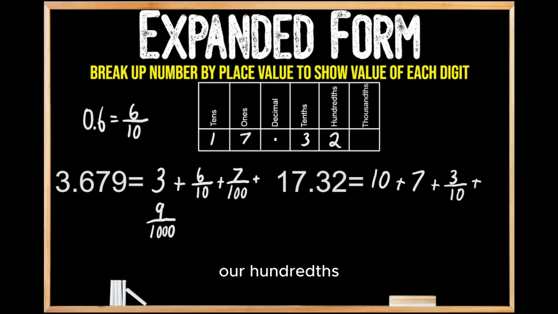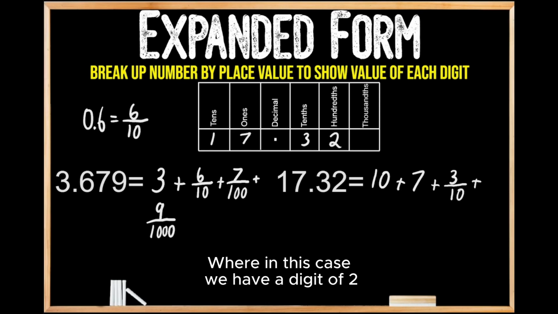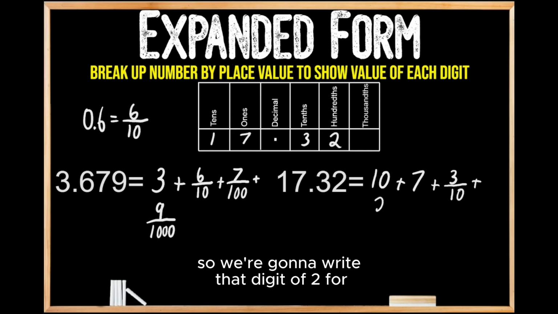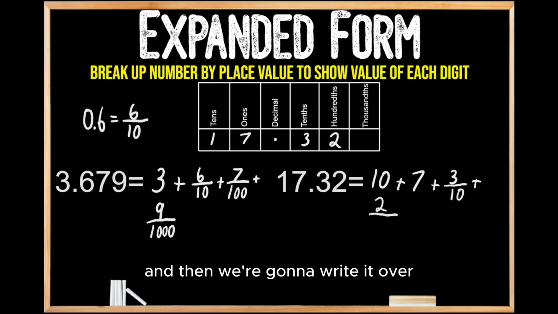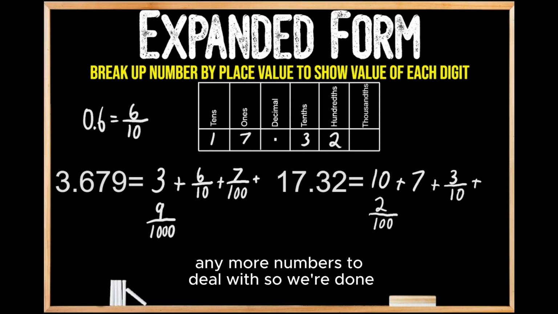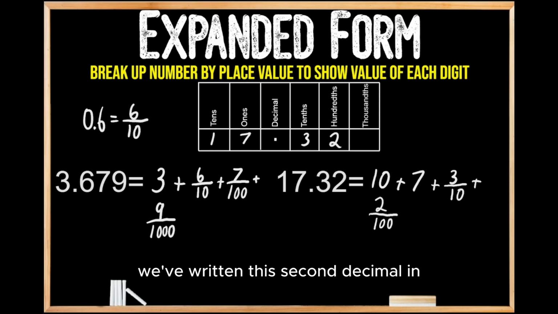Now we're going to move on to our hundredths place in our next line, where in this case we have a digit of 2, so we're going to write that digit of 2 for our numerator, and then we're going to write it over top of 100 because it's in the hundredths place. Now we don't have any more numbers to deal with, so we're done. We've written this second decimal in expanded form. So hopefully by now you understand how to write decimals in expanded form using fractions.